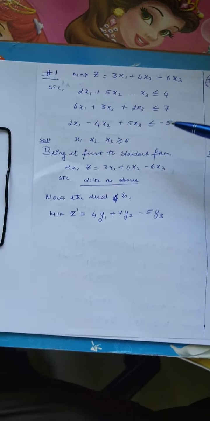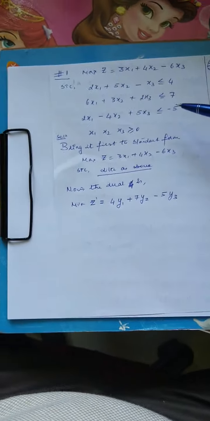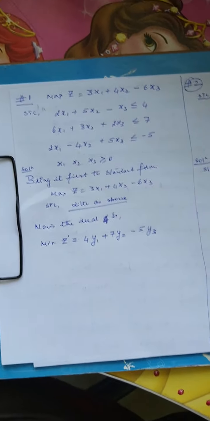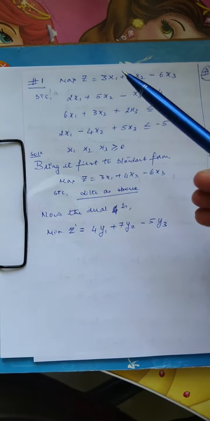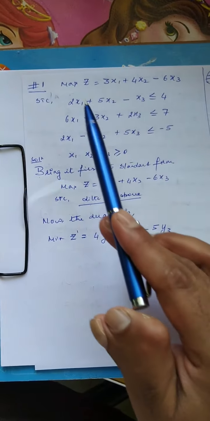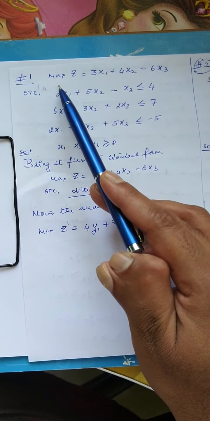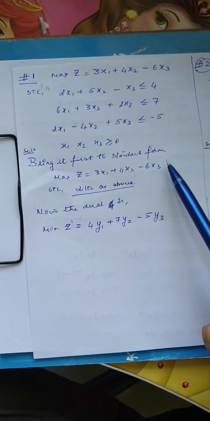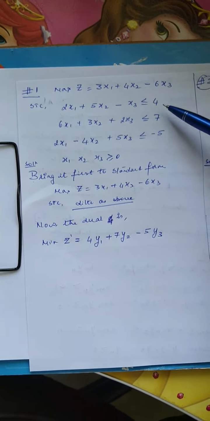Now here I have taken a simple problem to demonstrate how a dual of a primal is written. Problem number 1: the given problem is maximize z equals 3x1 plus 4x2 minus 6x3, with this system of equations given here in front of you.